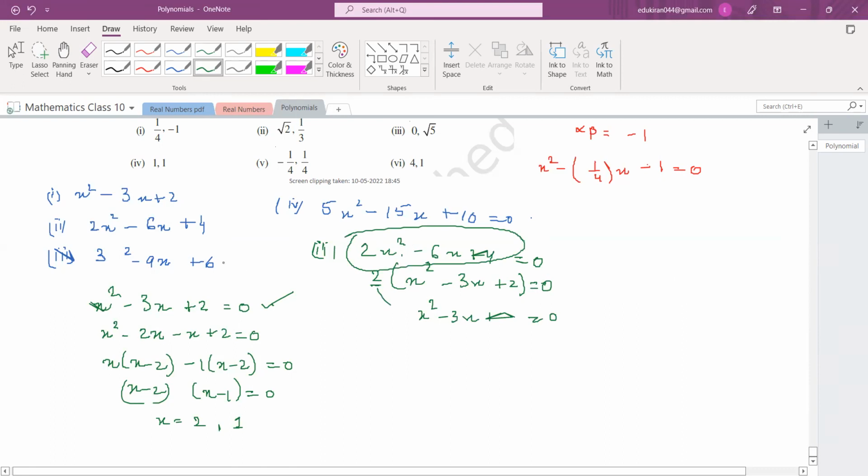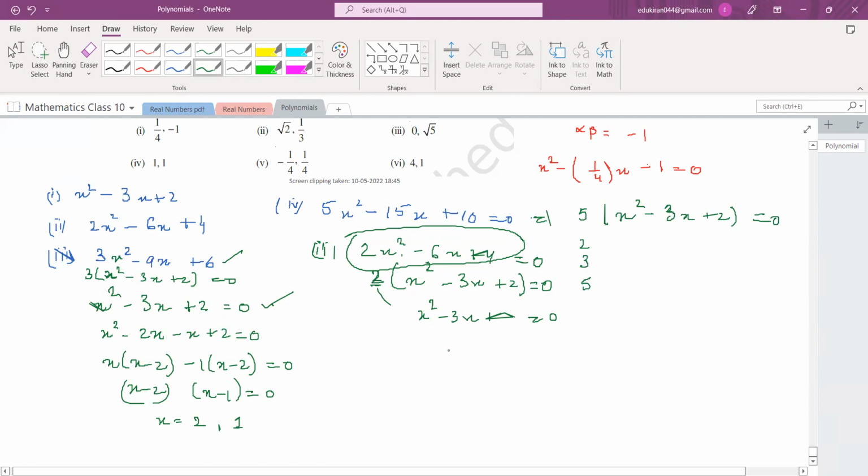Similarly, if you look at the third one, so here, sorry, I just missed the x. So you can take the 3 common. So you will be left with x square minus 3x plus 2 again. Then you can bring this 3 to the other side. That means the presence of this number 2, 3 or 5 outside. In this case, you can take a 5 common and then x square minus 3x plus 2. Same polynomial, right? So whether you have a 2 outside, whether you have a 3, whether you have a 5 or some other number, you are getting the same roots.